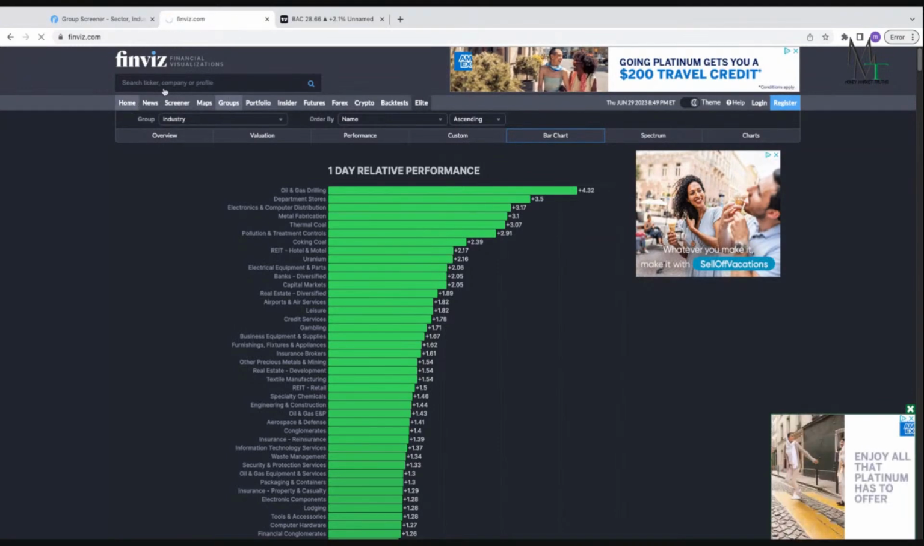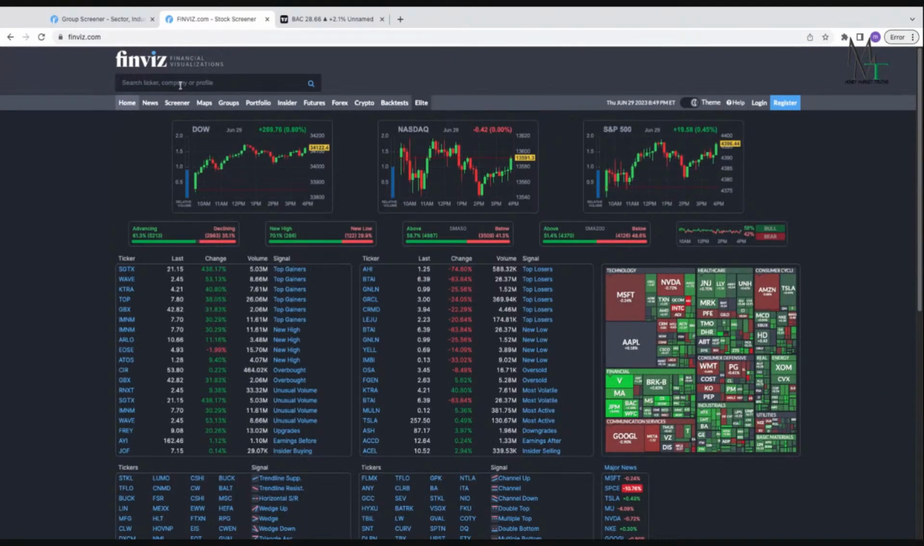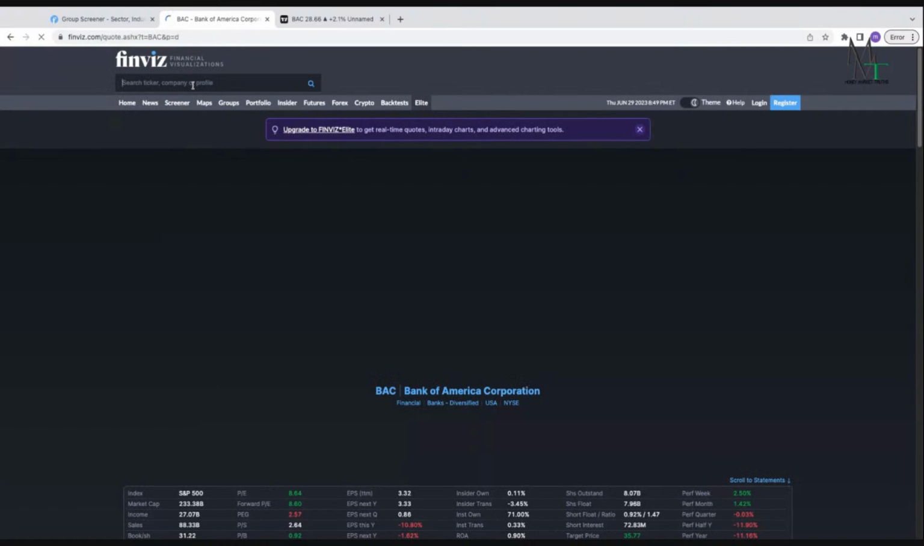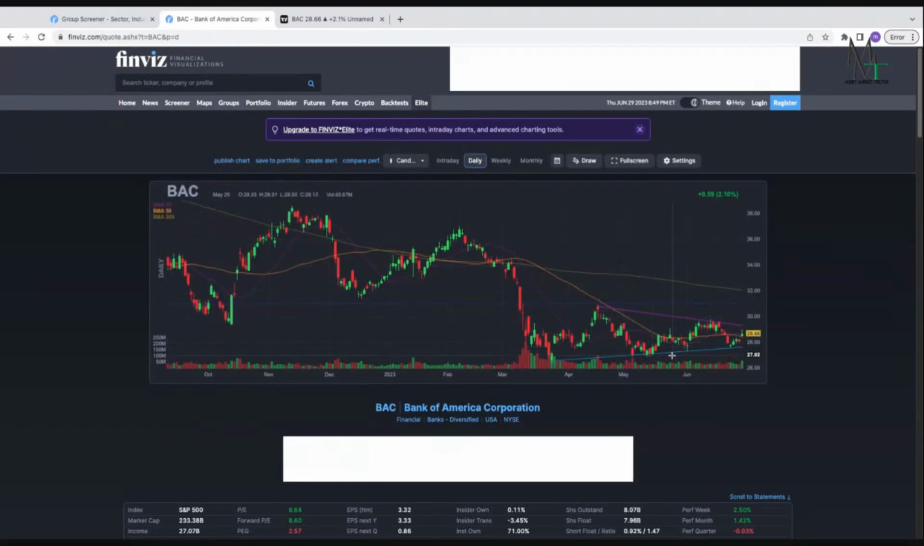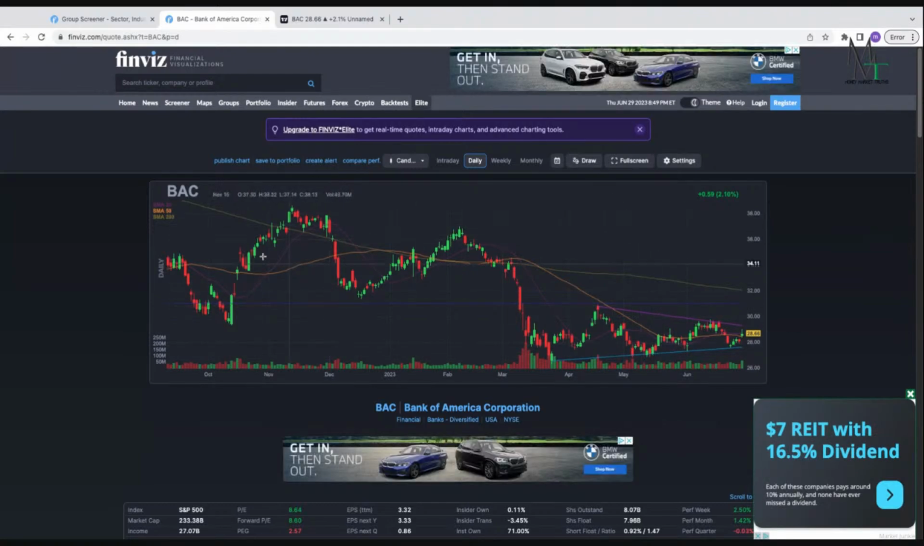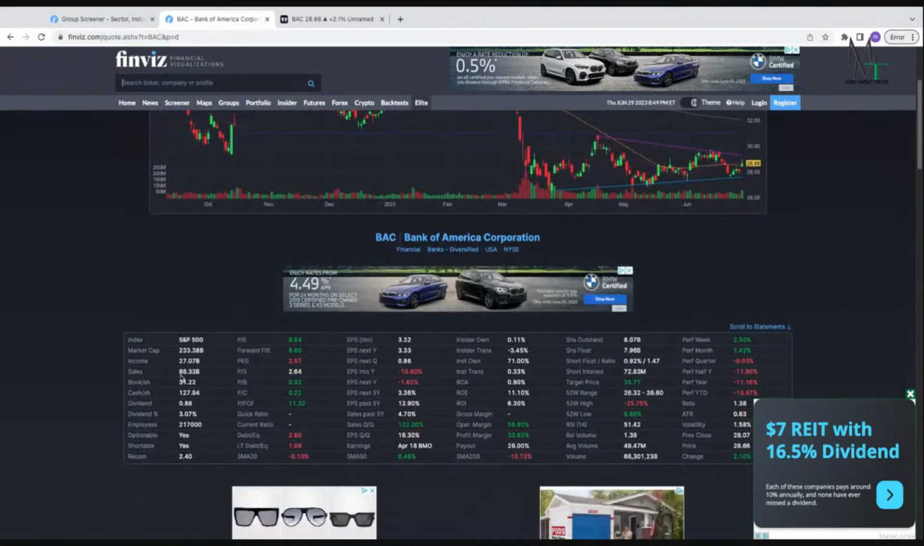So I wanted to show you one more thing. Let's go BAC since we're talking about it. So you get the chart here. They kind of did it exactly how I'm looking at it. And they've thrown in moving averages, 50, 200, and 20 on it. You get everything you need to know. You'll get short interest too.